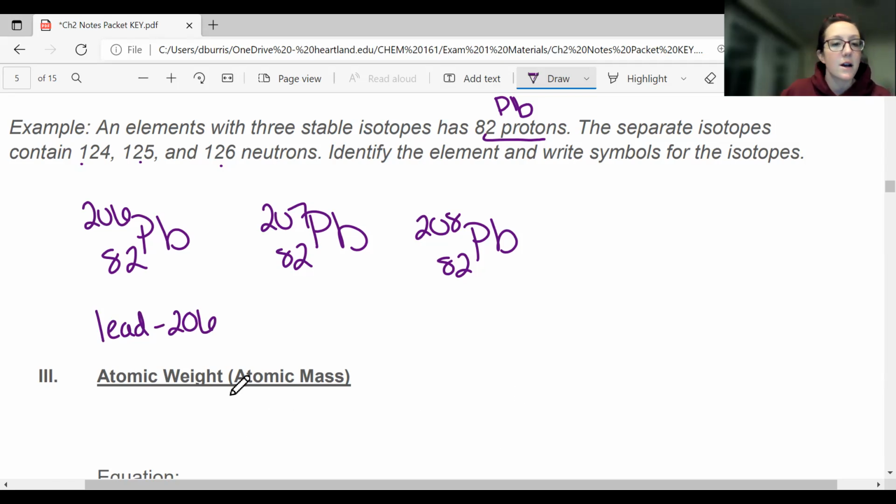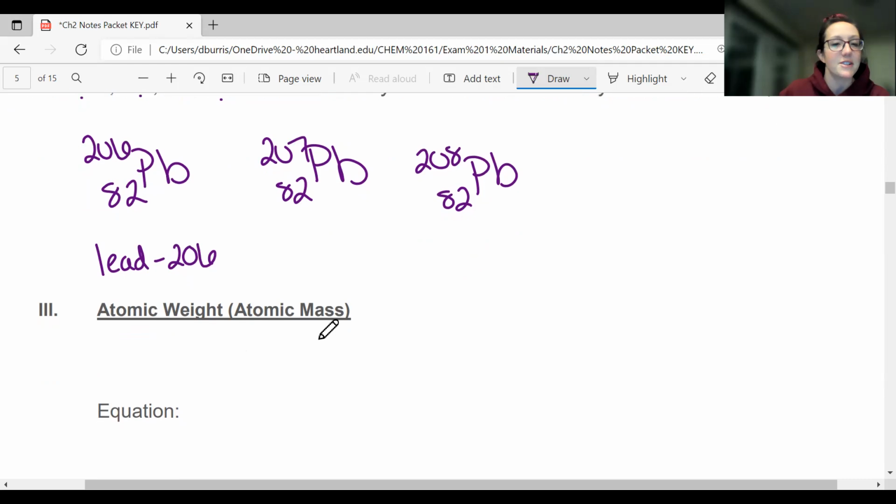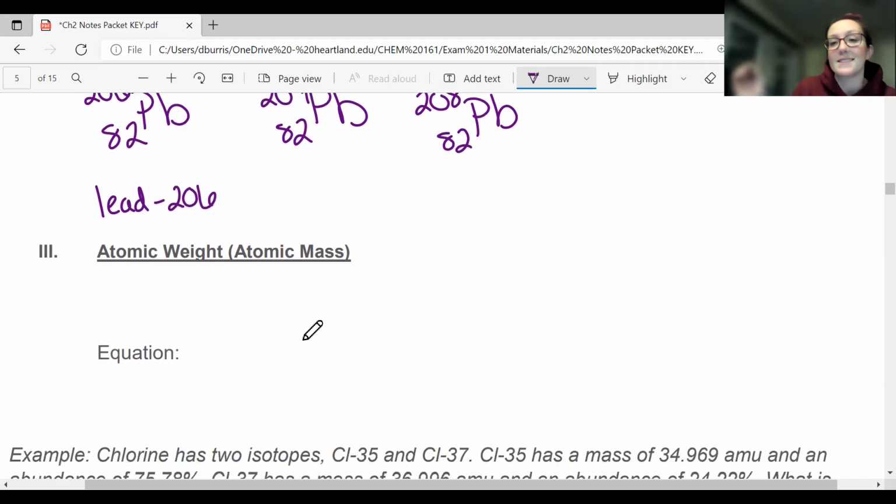All right, last thing I'm going to talk about is the atomic weight or the atomic mass. They mean the same thing. I know weight and mass aren't the same thing, but if I say atomic weight or atomic mass, I'm referring to the same thing. That is the number that has decimals on the periodic table. Not the whole number. The whole number is the atomic number. The one with decimals is the atomic weight or the atomic mass.